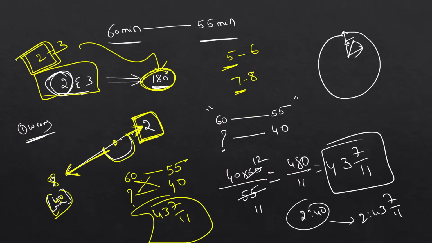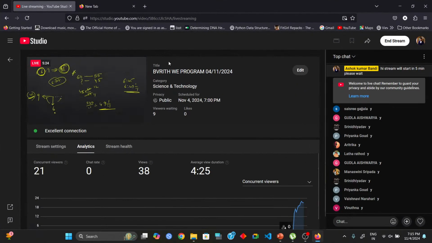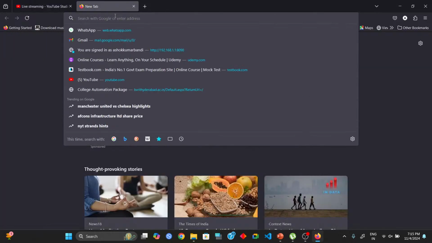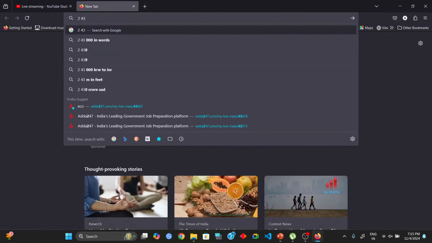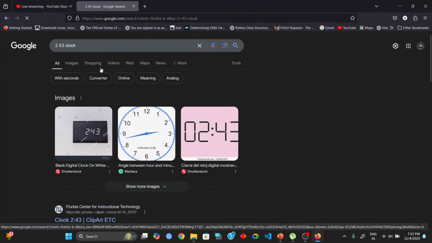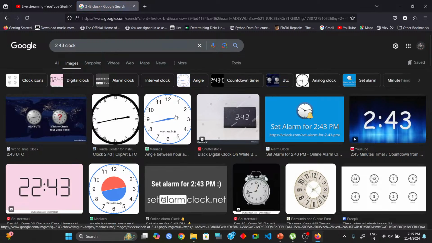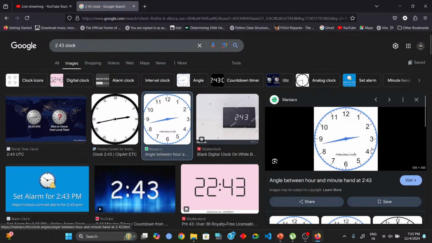One answer is 243, where you are going to get 180. Let us check whether we are getting it or not. 243, let's move on. On the 243 clock, as you can see, you are going to see exactly 180 in the diagram. See here, you can see 180 here. Okay, let's go to the second one.